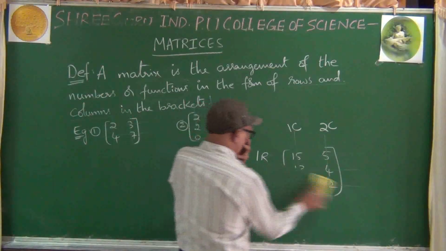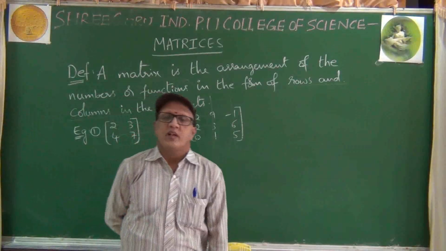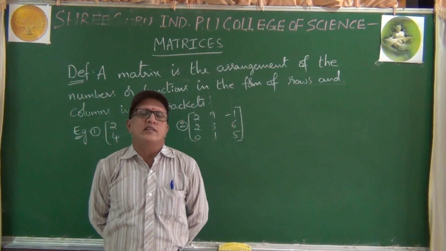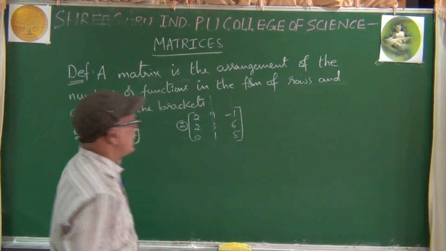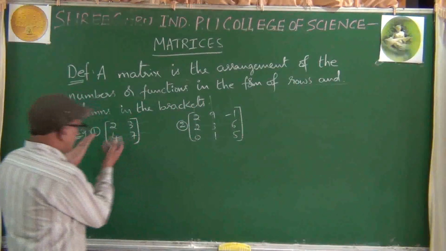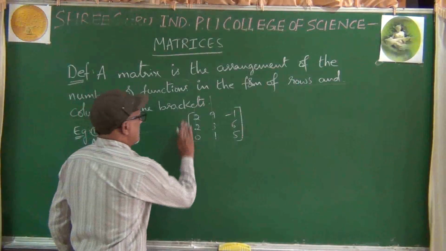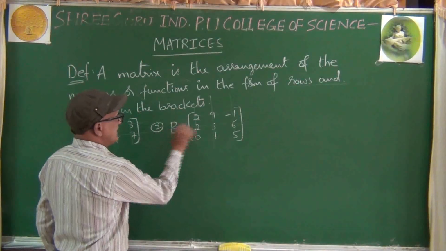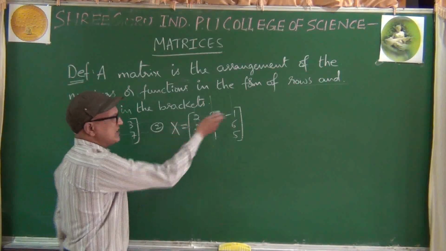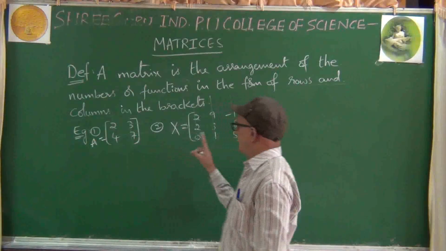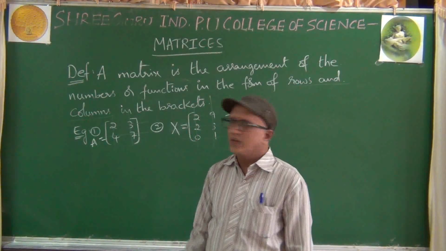So let us see one more thing. Matrices are always denoted by capital letters. For example, you can write capital A equals this matrix, capital B equals, otherwise capital X equals. This is one matrix. Always we have to denote it with capital letters only, but not with small letters.